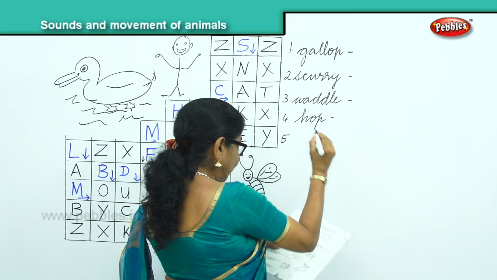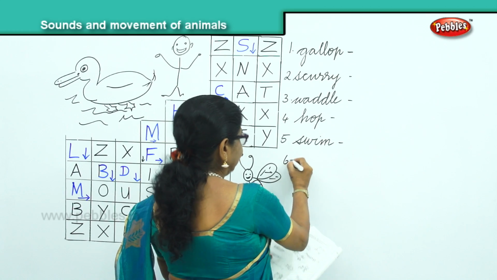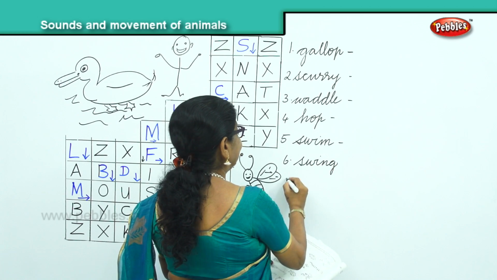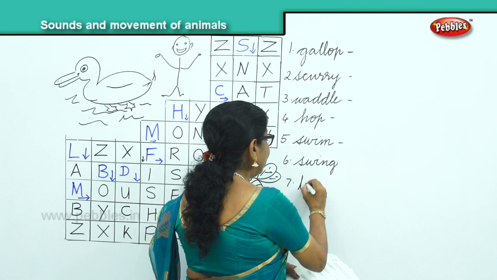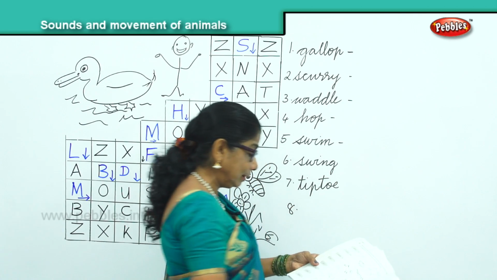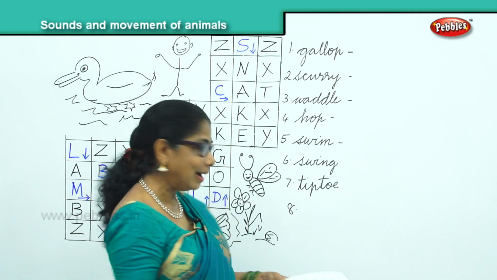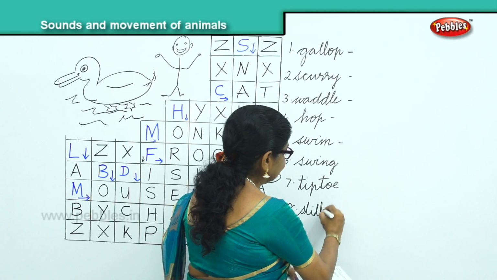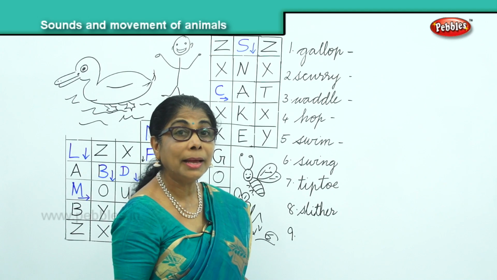And then you have someone that's swimming. Someone that swims. Then you have swing. Who loves to swing? Then you have tiptoe. Who goes about tiptoe in your house? Tiptoe. Alright? Then slithers. What slithers in the garden? Slither. Who slithers in the garden? And then you have who says purr.